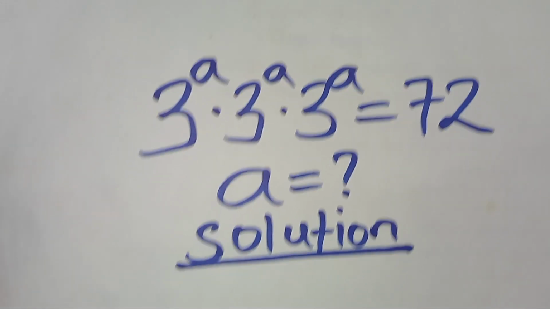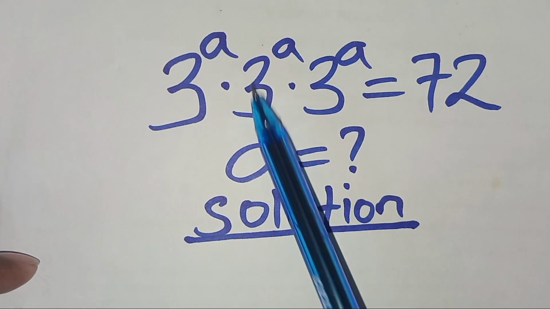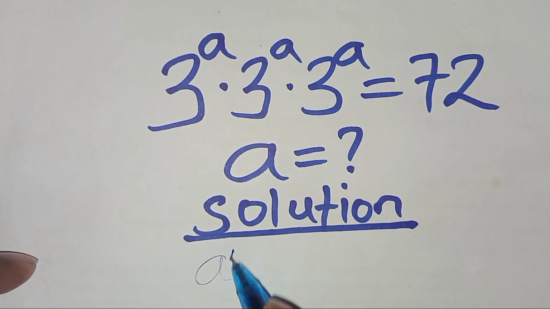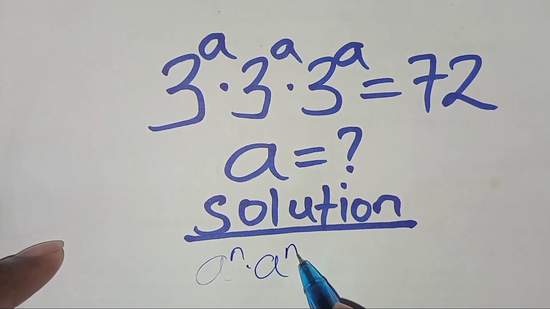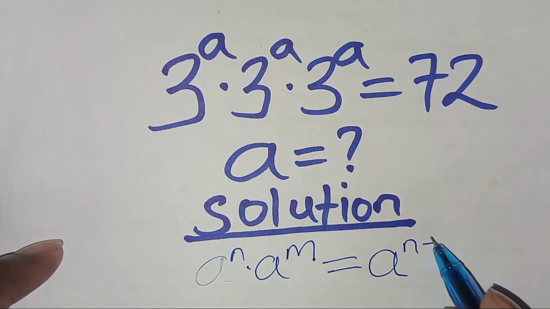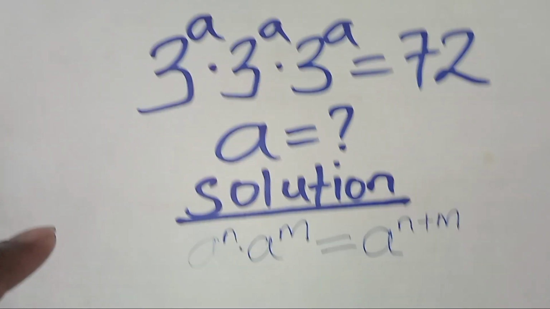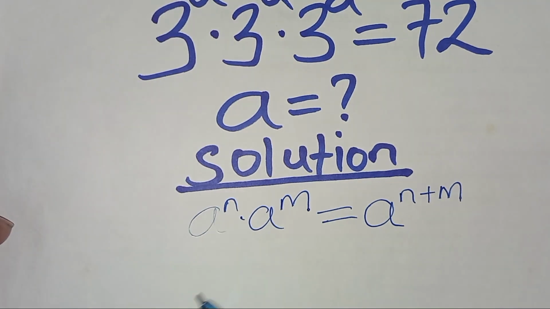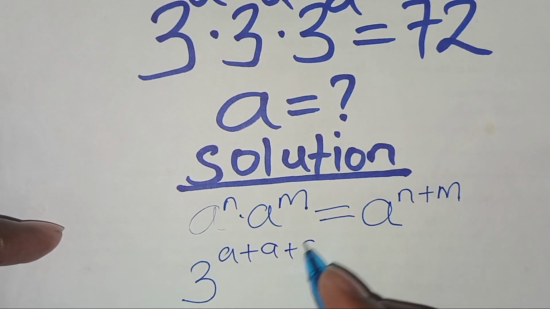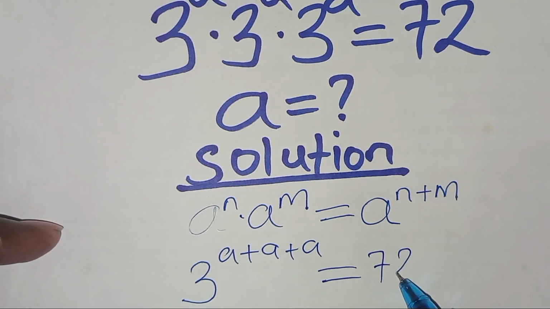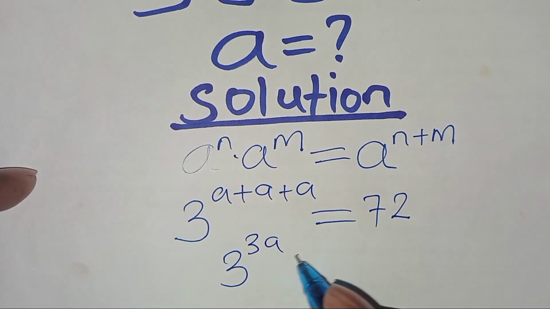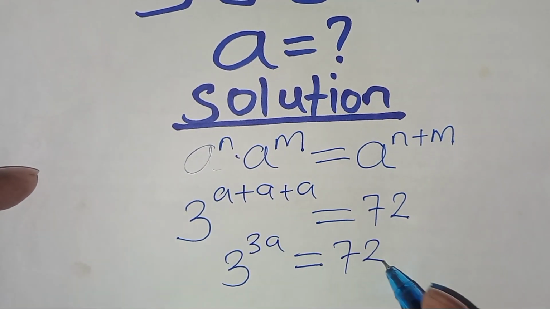Now, solution. From what we have here, 3 to power a times 3 to power a times 3 to power a is in the form of a to power n multiplied by a to power m, which we can express as a to power n plus m. So we can express this as 3 to power a plus a plus a. This is equal to 72. Now here we'll have 3 to power 3a, which is equal to 72.